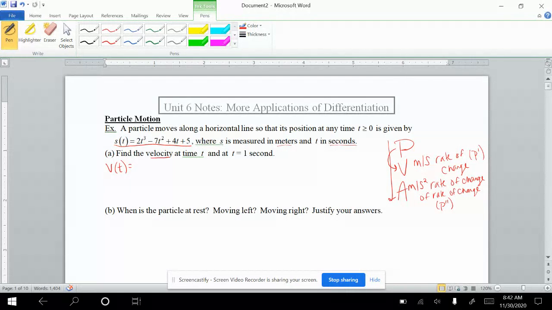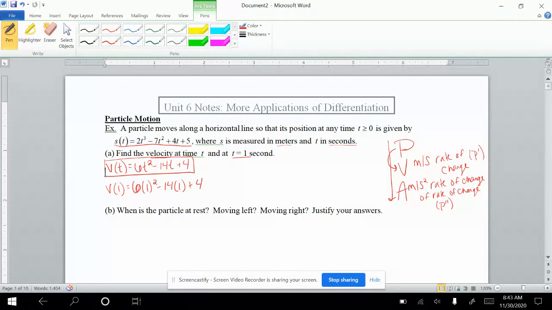We can take the derivative of that pretty easily. That becomes 6t squared minus 14t plus 4. So this right here is the velocity at time t. That's part one. I'm going to highlight that then. That's what they wanted first. And then they want the velocity at time t equals 1 second. So really you're finding the velocity when your time is 1 second, or v of 1, which we know to just plug 1 in for every t that we see.